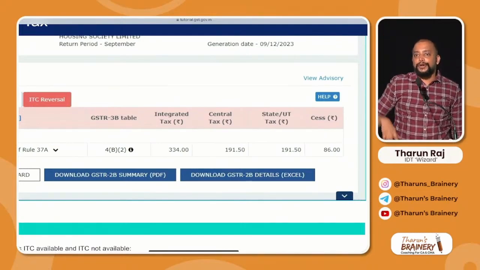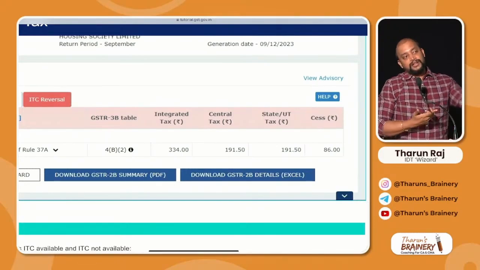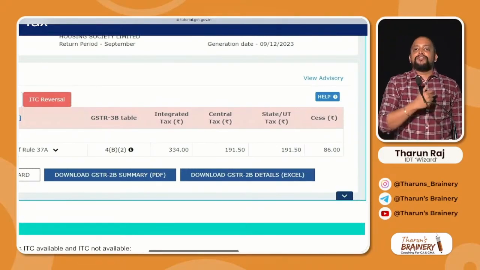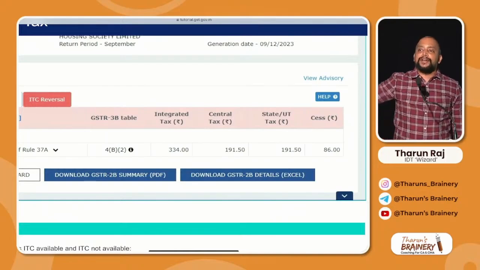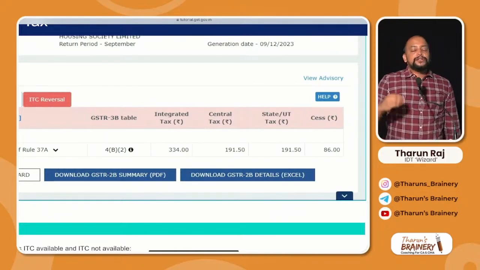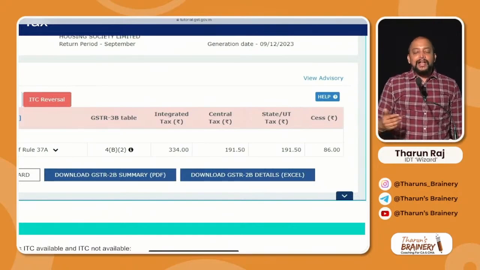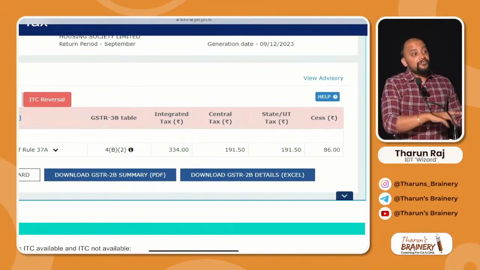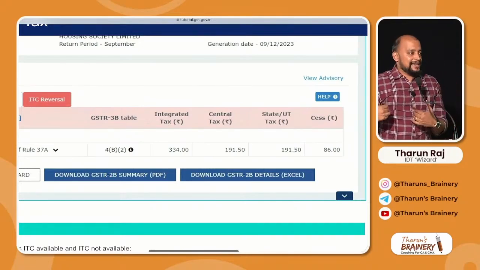Now what do you need to do? Reverse it. Then follow up with the supplier. Boss, you did not file 3B, and if you are doing like this, next time onwards I will not purchase from you. So you try to create a kind of pressure. Okay, what I said is polite; like that, no one will speak. And thereafter he will file the 3B. When he files the 3B, we can re-avail the ITC. Is it clear?